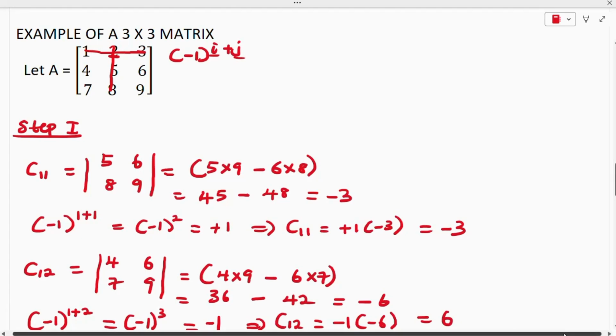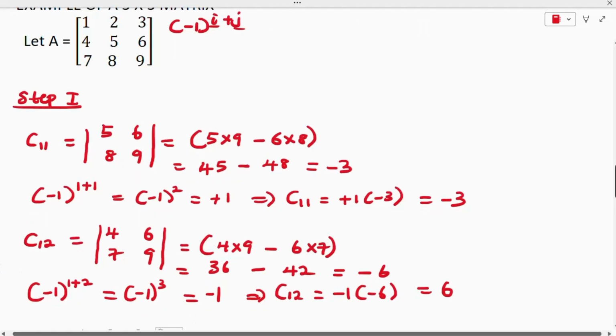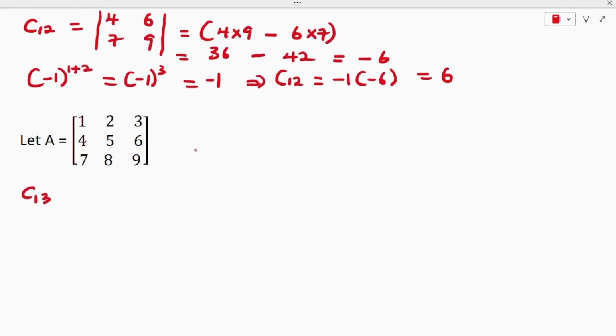So we have C12 to be equals to what? 6. Alright, so let's go on to C13. Alright, so I've been able to paste the matrix right here. So we're going to say C13 is equal to, so this is C13, so this implies this row is going out and this column is going out. So we have this to be 4 5 7 what?